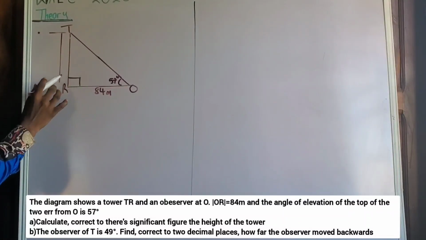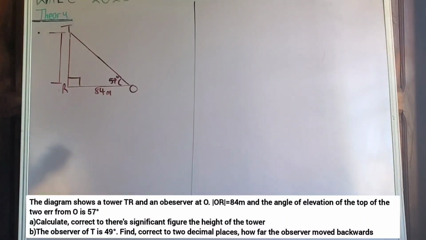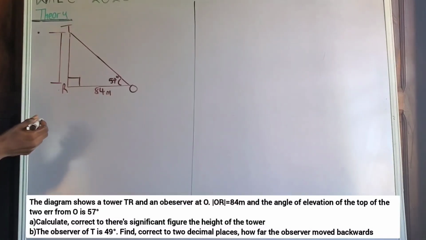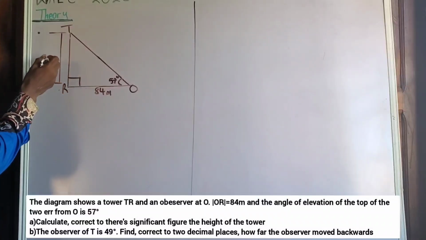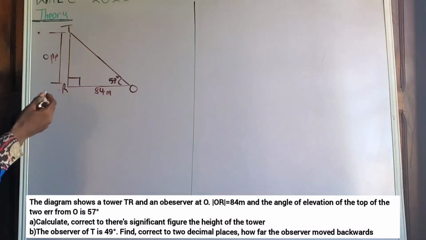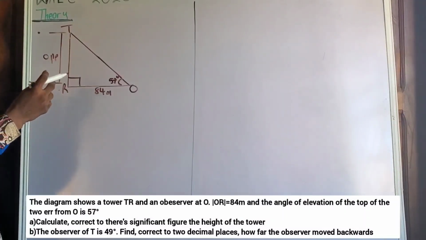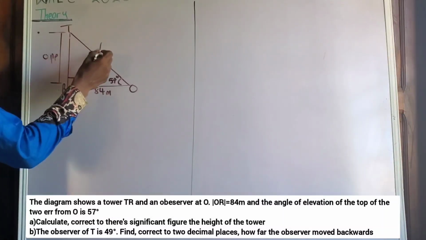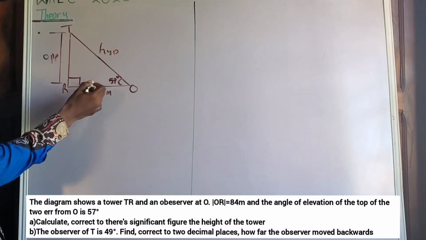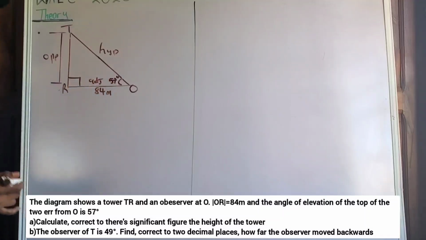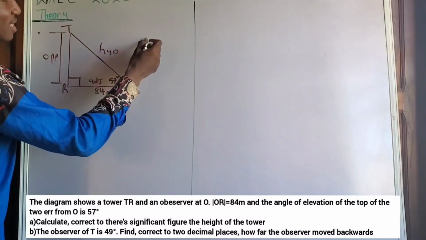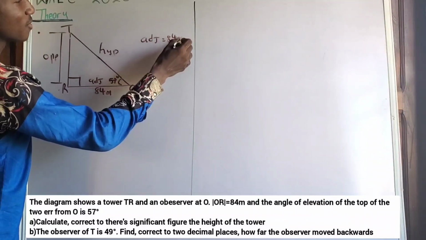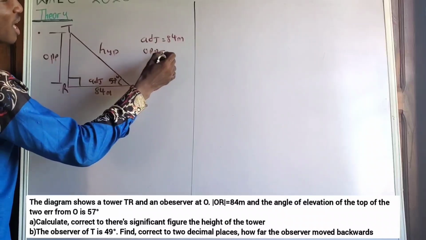So to get the height of the tower, what are we required to do? Don't forget that in trigonometry, the side that faces the angle we are considering is the opposite side, right? The side that faces the angle 90 degrees is the hypotenuse, and the other side is the adjacent. Do you understand? To get the opposite, we have been given the adjacent as 84 meters, and the opposite is what we are looking for.